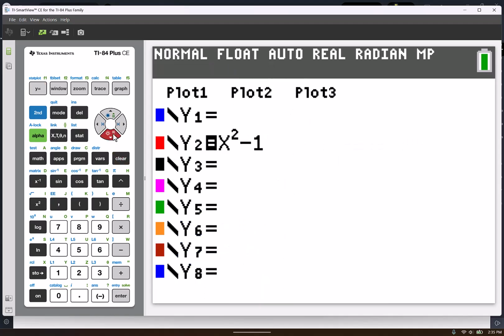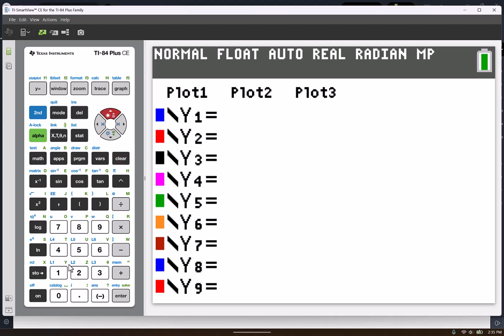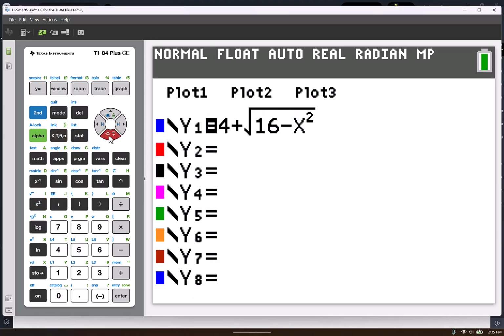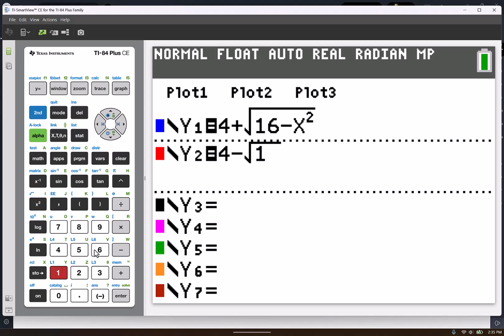I'm going to type the positive one. And on y2, I'm going to type the negative one. 4 plus square root, and what was it? 16 minus x squared? Was it that? And on the bottom one, the y2, I'm going to go 4 minus square root 16 minus x squared.